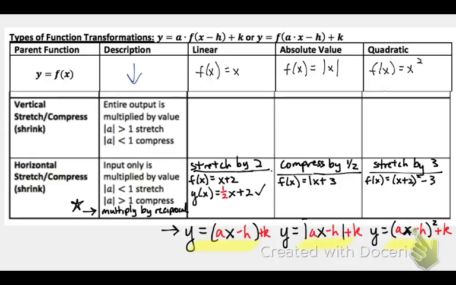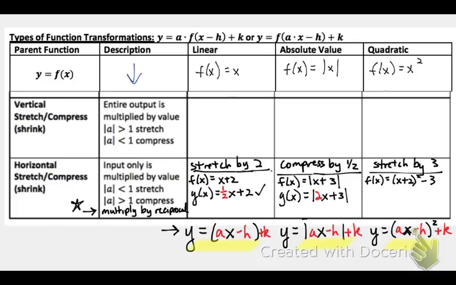Now, look at your absolute value function. Our original is f of x equals the absolute value of x plus 3. And we want to transform to have a compress or a shrink by a half. So our multiplier needs to be the reciprocal of that, so that's going to be 2. And that is going to go right in by the input. It does not affect the h value there. And so that is a horizontal compression by a half, using a multiplier of 2.